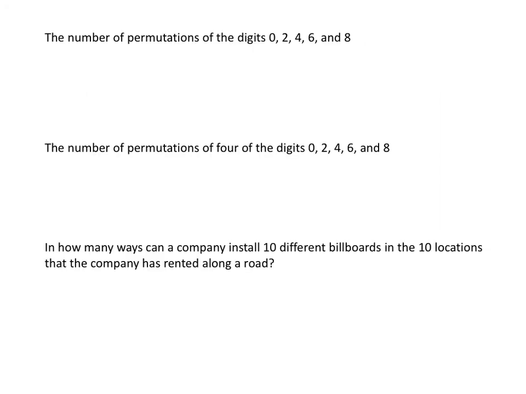So let's try a few more examples. The number of permutations of these digits. So what we've got is the permutation of 5 items taken 5 at a time. I put that into my calculator and I find there are 120 permutations of this.